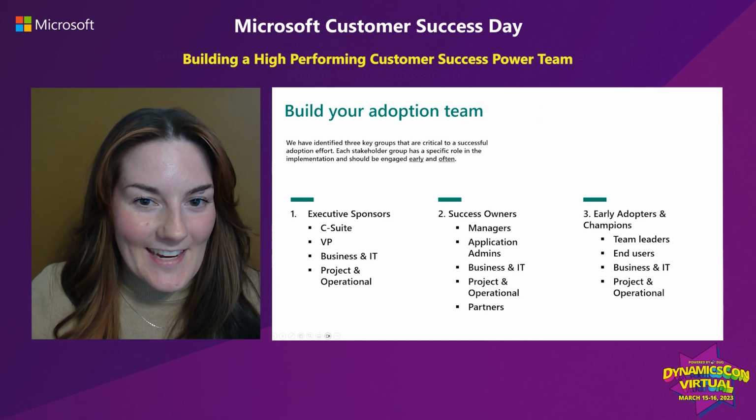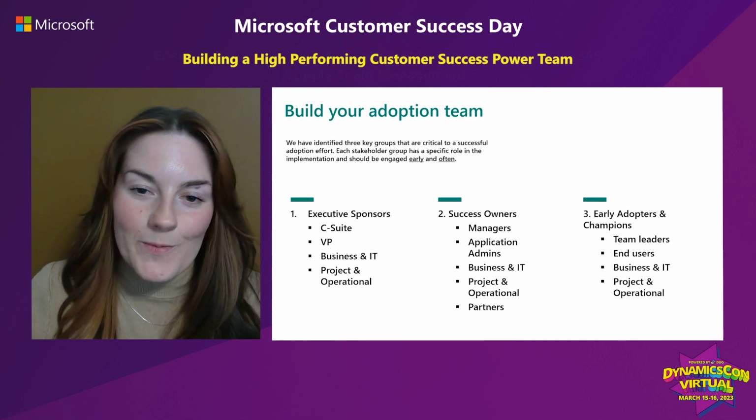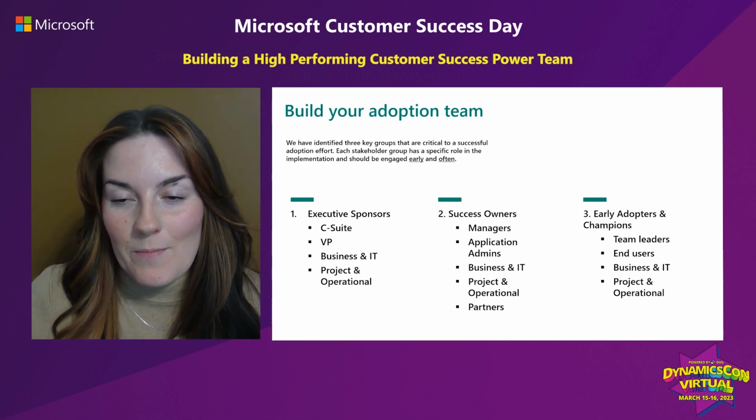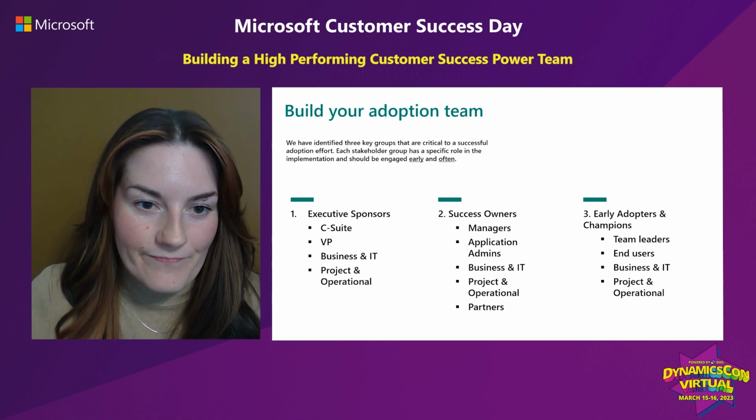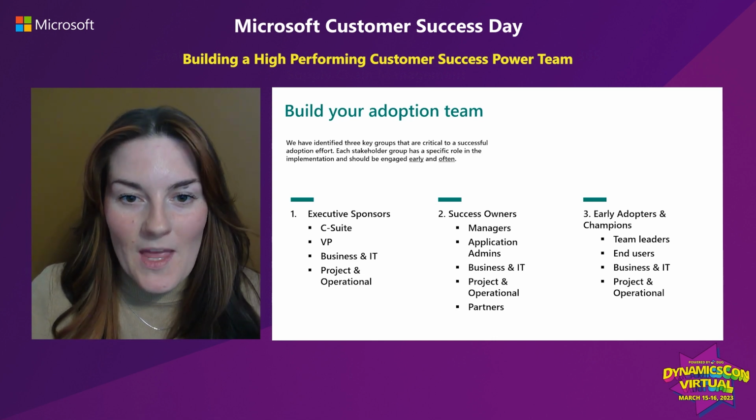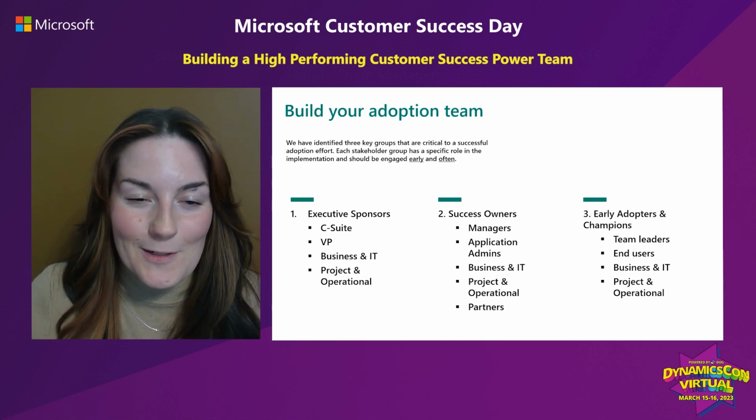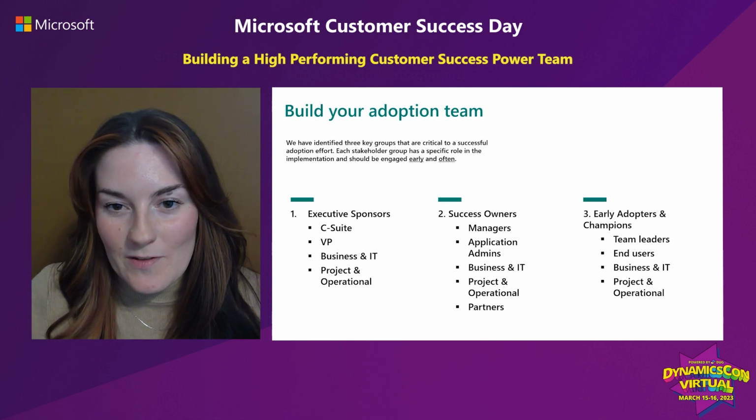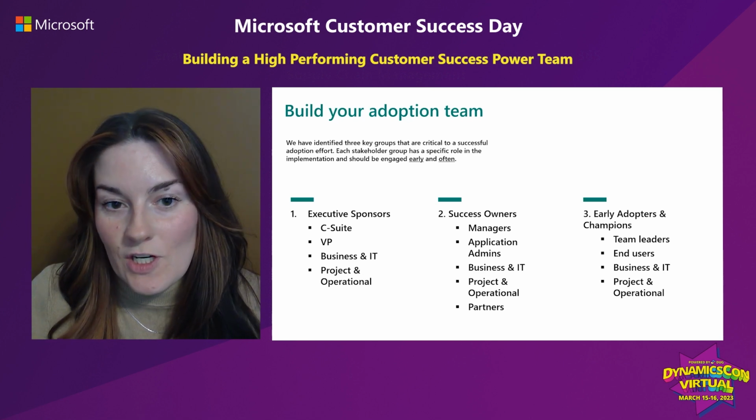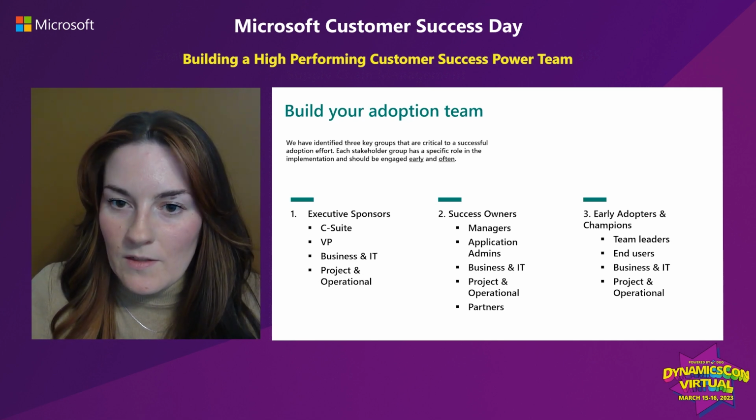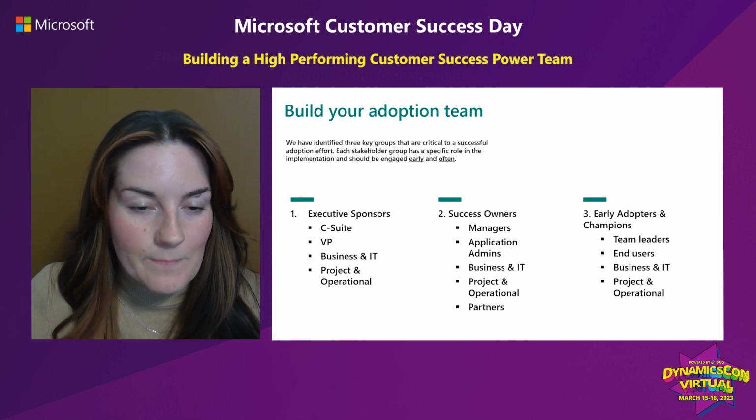The first step we're going to take is building your adoption team. There are 3 key stakeholder groups that are critical to a successful adoption effort. These stakeholders should be engaged early and often. First, executive sponsors. I would argue that executive sponsors will make or break a successful launch and adoption of a technology. This sponsor should be C-suite or VP level, and they should have the ability to influence strategic initiatives. They should also be willing to serve as an advocate for the vision and strategy of an application or technology.